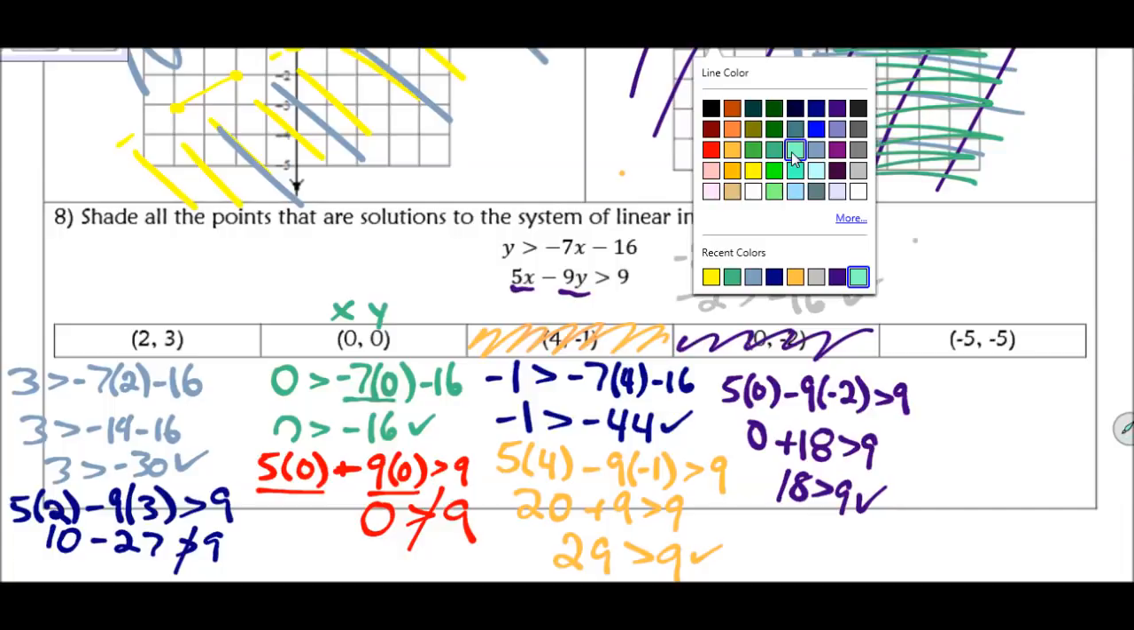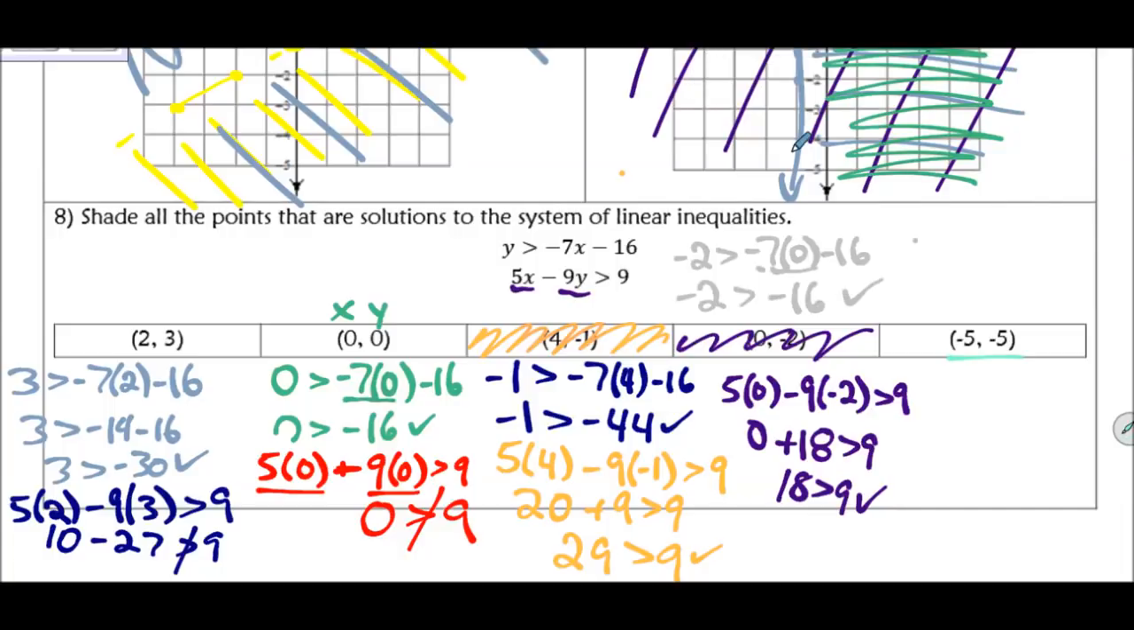All right, last one. Plugging in negative 5 for x and negative 5 for y. Negative 5 is greater than negative 7 times negative 5 minus 16. Negative 5 is greater than, that's going to be 35 minus 16. Actually, we don't even need to test the second one, because this is not true. Negative 5 is not greater than 19. Negative 5 is not greater than a positive 19. So it'll only work for those two.